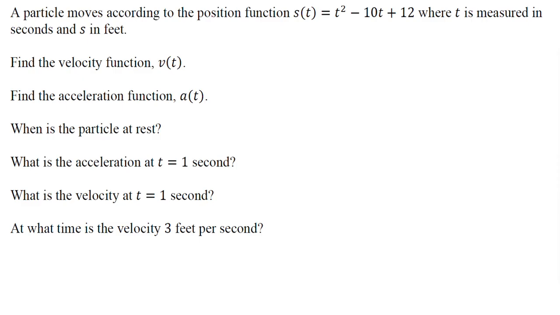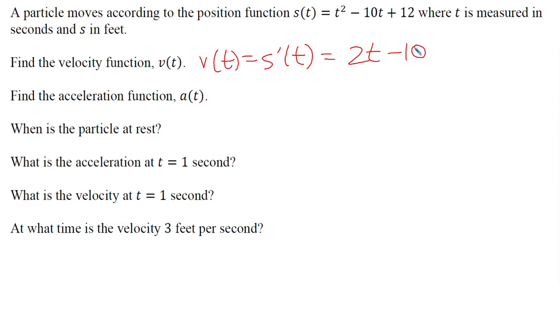We got a particle that's moving according to the position s of t equals t squared minus 10t plus 12. We'll note t is in seconds and s is in feet. We want to find the velocity function. Well, we know that the instantaneous rate of change of the position is the velocity. So the velocity function, v of t, should just be s prime of t, the derivative of the position, which is 2t minus 10 using the power rule.